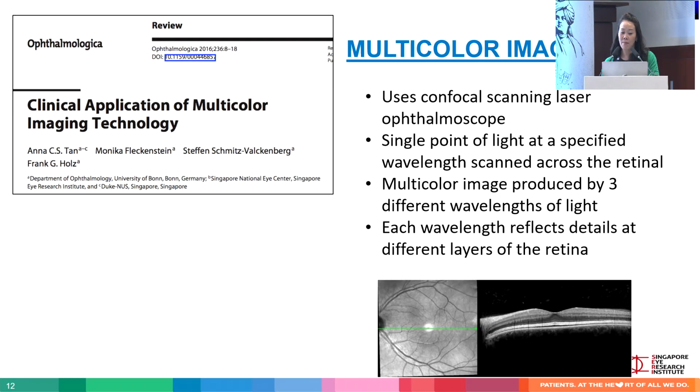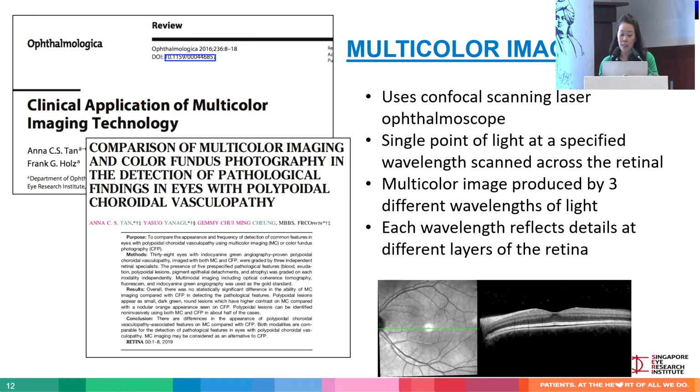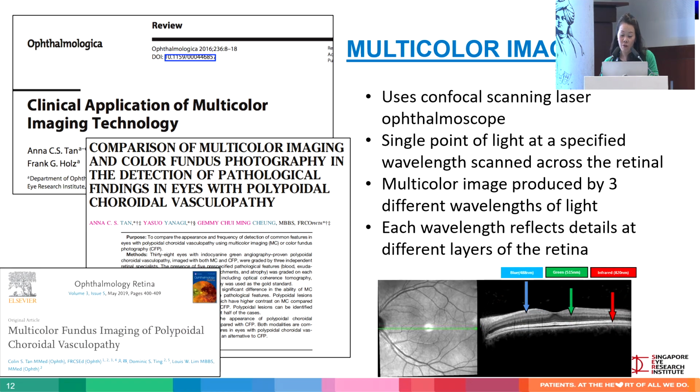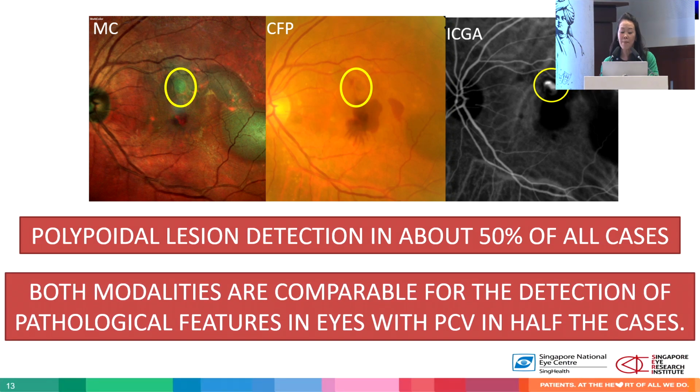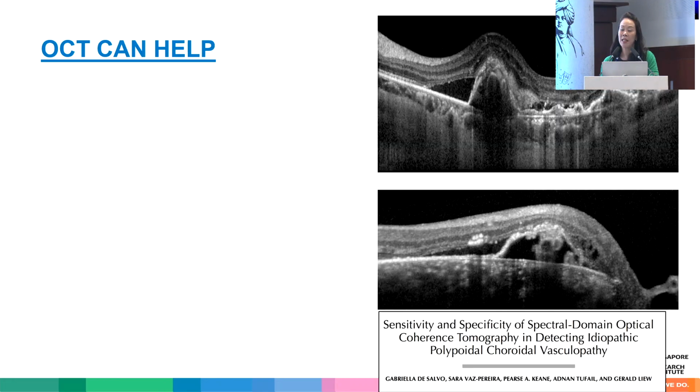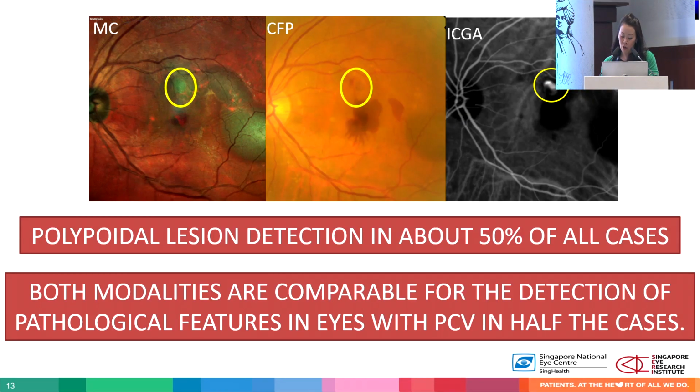So what is multicolor imaging? Multicolor imaging is using a confocal scanning laser ophthalmoscope and three different wavelengths of light superimposed on each other to form a multicolor image. And we also looked at how we can diagnose PCV based on multicolor imaging and color fundus photography. And you can see that in our case, the polypoidal lesion is detected in about 50% of all cases, and both modalities, both color fundus photo and multicolor, are comparable for the detection of pathological features of PCV. But it only does it in half the cases, so that's not great.